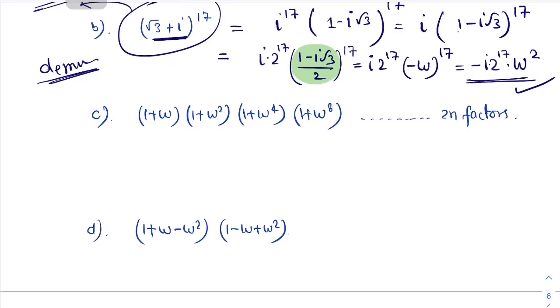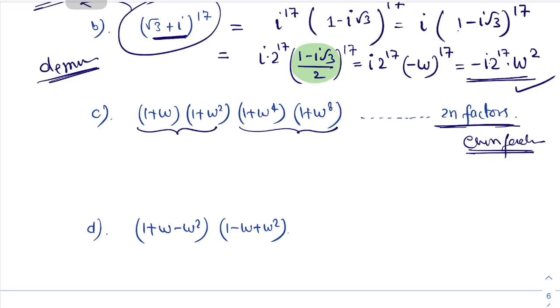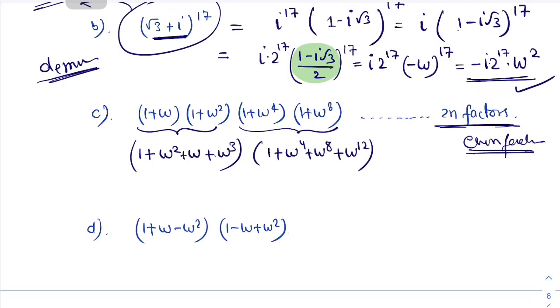Again we have to simplify this: 1 plus omega square, 1 plus omega to the power 4, 1 plus omega to the power 8, 2n factors. 2n factors means even factors are there, so we can combine these two factors. If we multiply the first and second bracket, we will get 1 plus omega square plus omega plus omega cube. If I multiply the third and fourth part, I'll get 1 plus omega to the power 4 plus omega to the power 8 plus omega to the power 12.